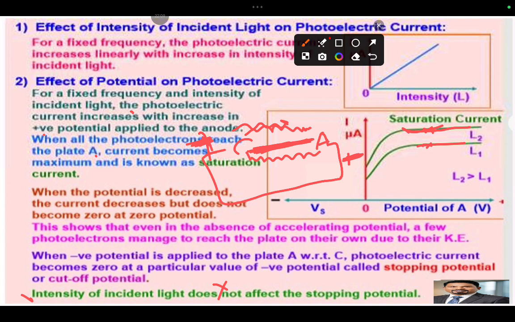That means with negative potential, photoelectrons are reaching the anode plate in a delayed manner, until at an instant potential these electrons do not reach the anode plate A. At what potential these electrons do not reach plate A, that potential we call the stopping potential or cutoff potential.